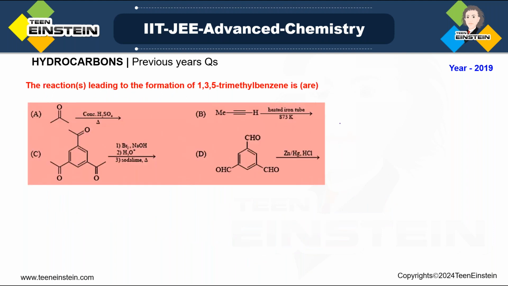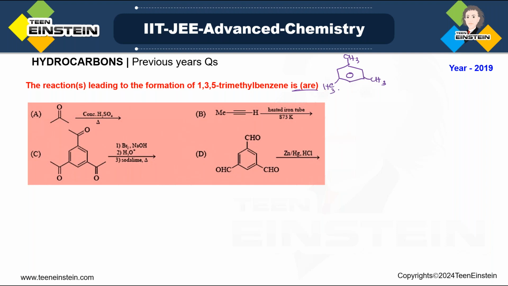The reaction leading to the formation of 1,3,5-trimethylbenzene is or are. One option may be correct. More than one option may also be correct. So this is benzene. 1 position methyl group, 3 position methyl group, 5 position methyl group. So this should be your product. So only those reactions you have to choose where you are getting this product. Otherwise that will not be your correct answer.